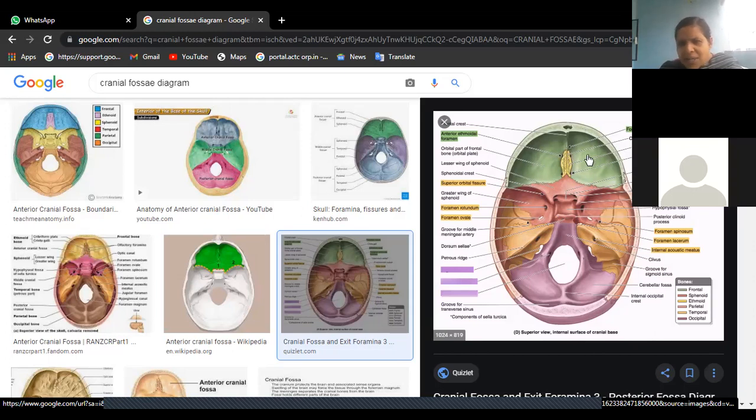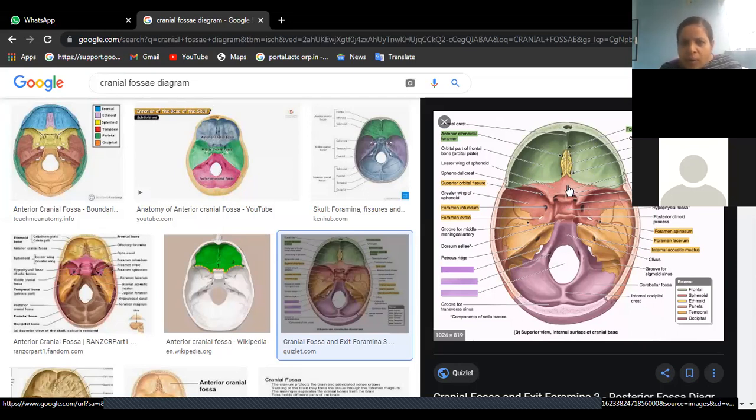Whatever green colored structures are nothing but the roof of orbits. That means if you break this roof, you will be entering into the orbital cavity. I'm just trying to give you a 3D image of where the eyeballs are placed, and this is optic canal. And whatever bone is seen here in red color or pink color, this is actually sphenoid bone.